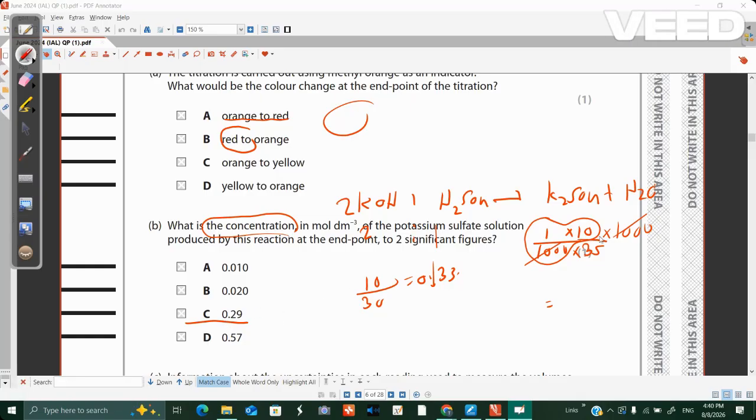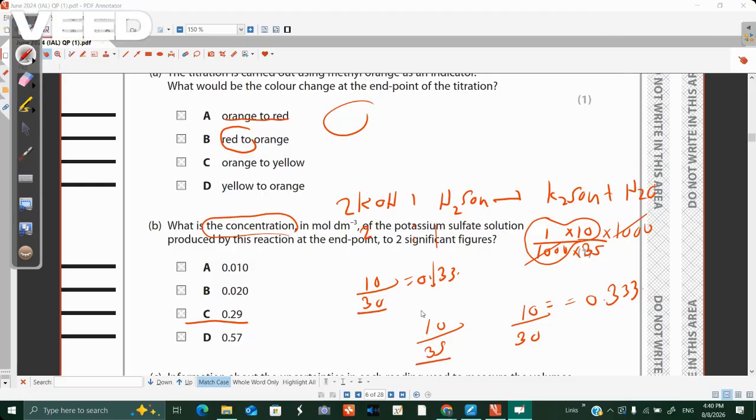Why? The ratio I got is 10 over 35, right? If the ratio is 10 over 30, the value was 0.33, right? 1 over 3 means 0.33, no? But it's 10 over 35. 35 means the denominator is much greater. Denominator is much greater means this value should go a little bit down. Because here for 30 denominator, here for 35 denominator. So we can assume it is 0.29. Is it understood?